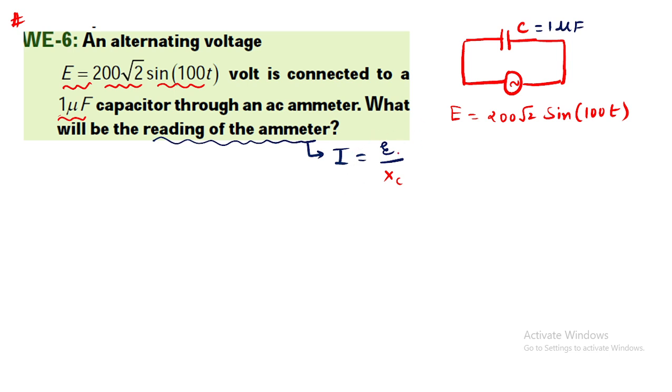So maximum current we will try to find out. E by XC, or else what can I write here? I naught into sine of omega t.